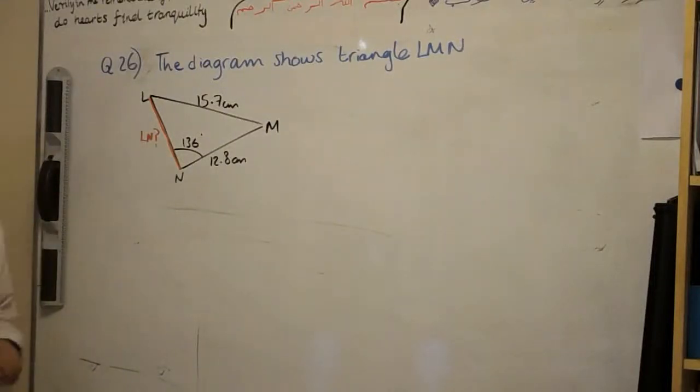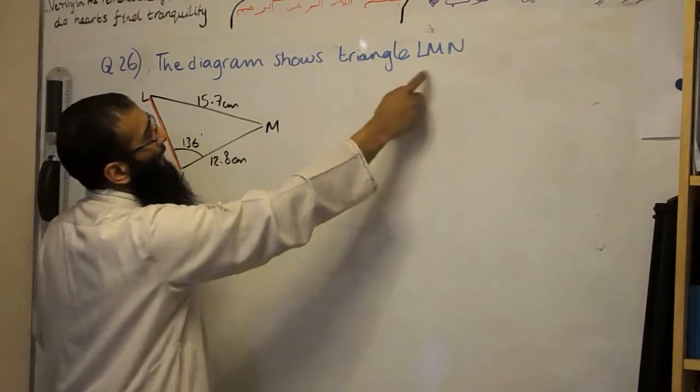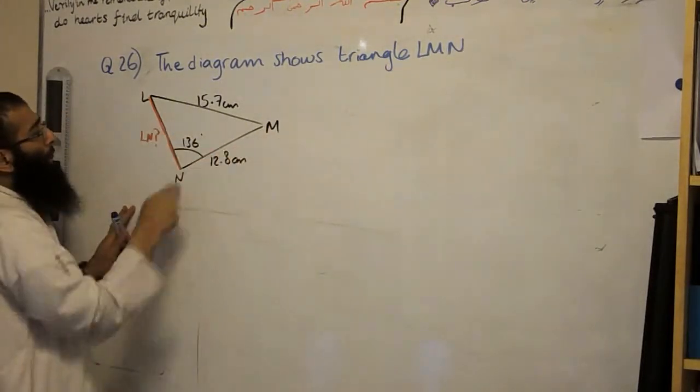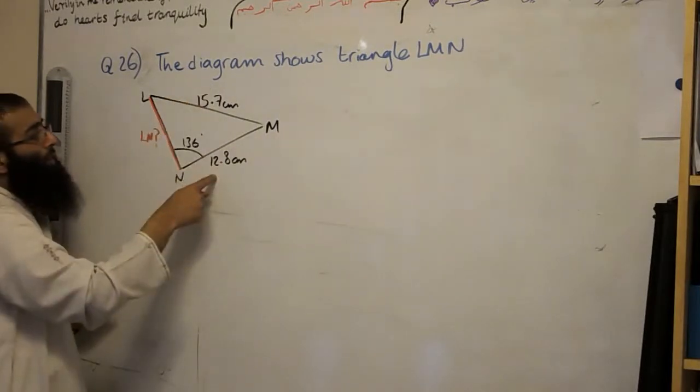The examination question, which I've drawn up here manually. The diagram shows triangle LMN. It's a non-right angle triangle. We have been given these two sides.